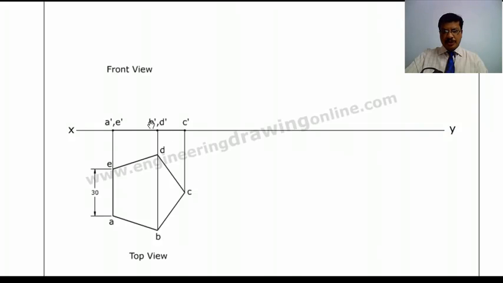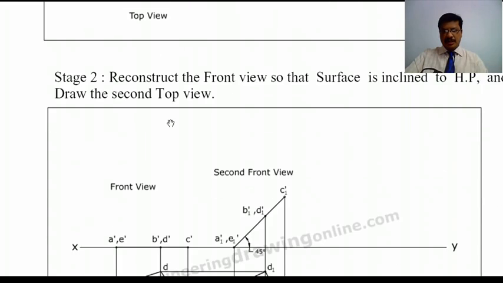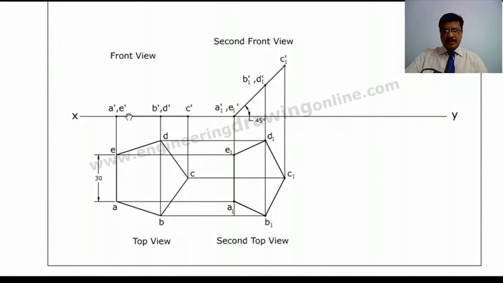After simple position, you have to represent the surface inclination in the second stage. Here I am going to the second stage. In the second stage, I am representing the surface inclination here. So I have tilted the surface to some angle, 45 degrees. Then I am drawing the projectors from the front view. I am drawing the locus lines from the previous top view, and here the reduced shape of the surface is seen in the top view. This is the second top view.